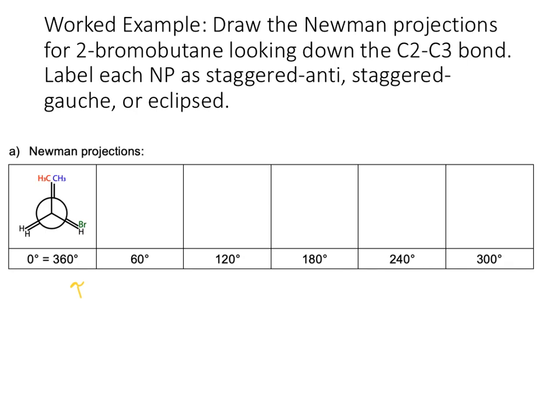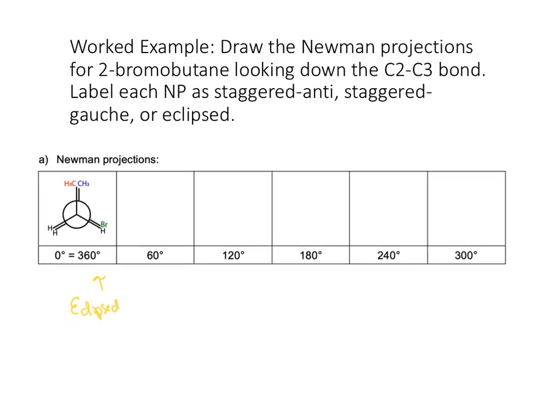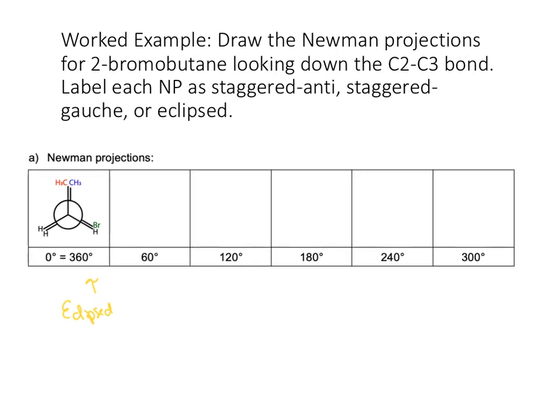And with this, notice that this is eclipsed. The methyls are eclipsing each other, and then the bromine and the hydrogen and the two hydrogens are eclipsing each other. So first of all, 2-bromobutane. So butane has 1, 2, 3, 4 carbons, and then bromine would be at carbon 2.